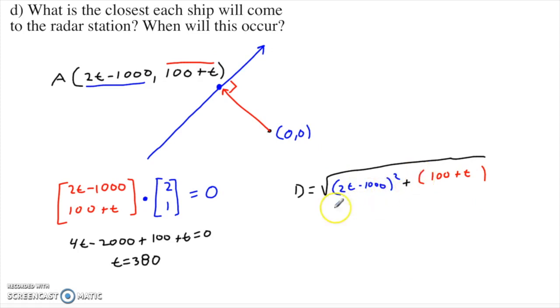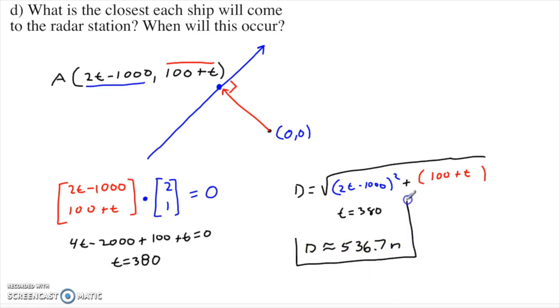Except, of course, I'm not going to plug in t, I'm going to use t equals 380, right? So when t equals 380, the distance is approximately 536.7 meters. So that is the minimum distance that the ship, the Aberdeen Fisher, is ever going to come to the radar station. And it will happen at time 380.